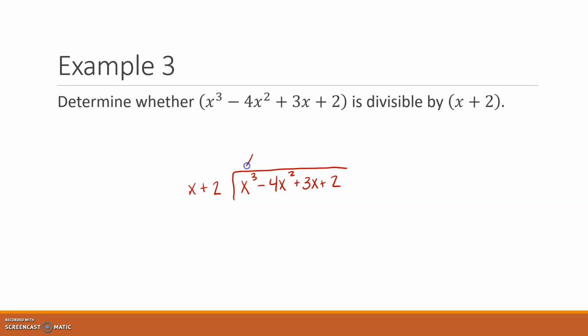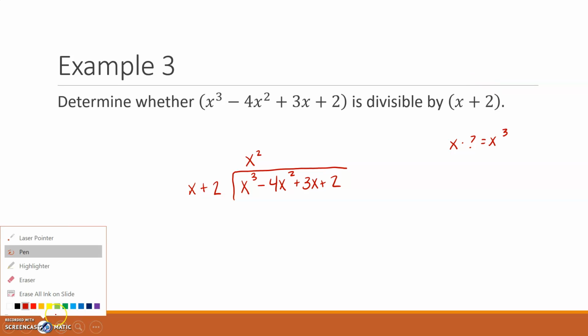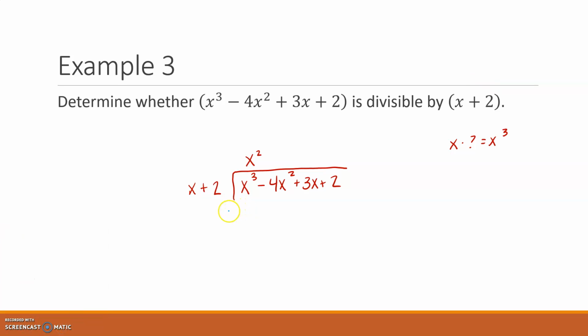I'm going to put in x squared because I'm saying x times what is x cubed. I would need to multiply it by x squared. So multiplying those together would give me minus x cubed and minus 2x squared. I'm just going ahead and changing the sign as I go. If you need to write it out first and then change the sign, that's fine as well. So these canceled, and then I'd get negative 6x squared plus 3x.